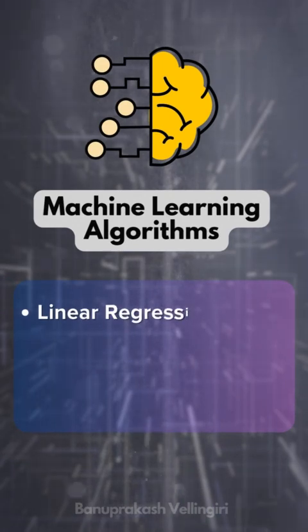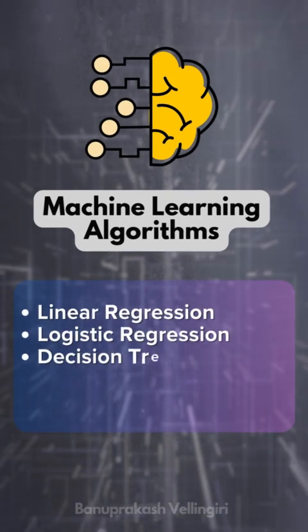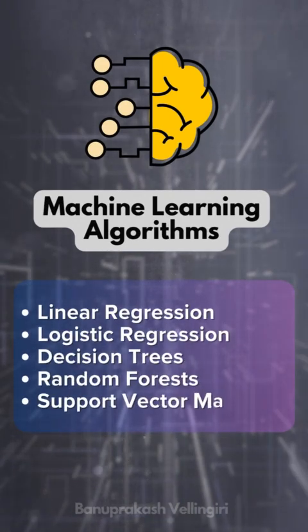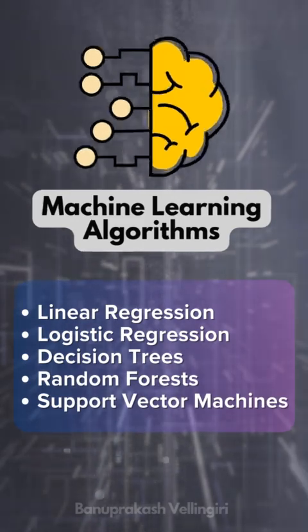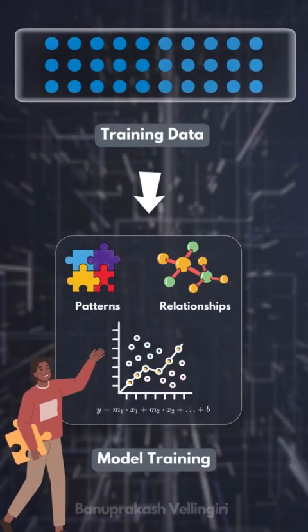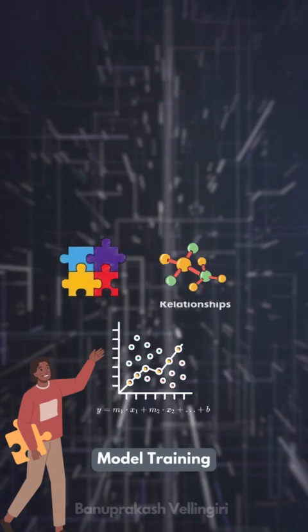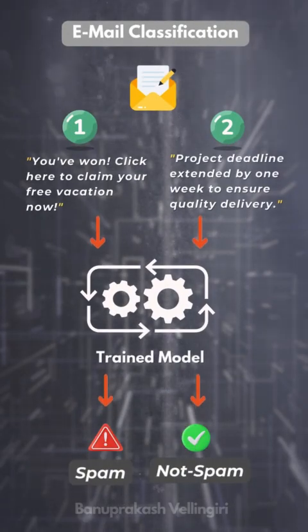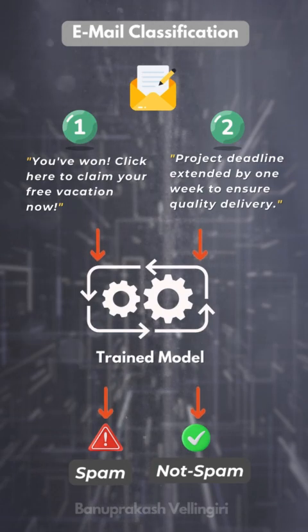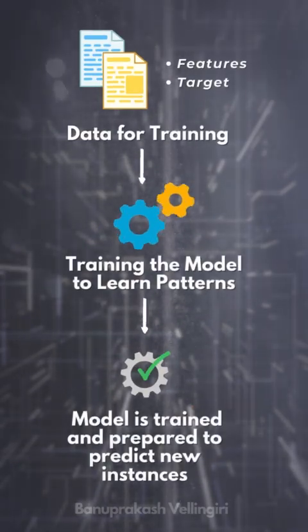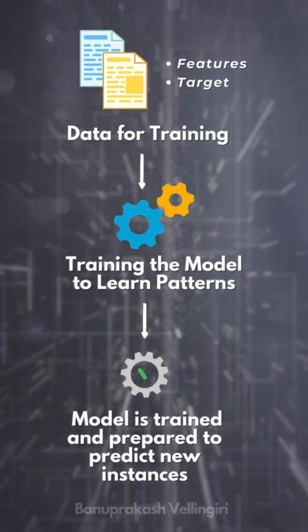Machine learning algorithms, such as linear regression, logistic regression, decision trees, random forests, and support vector machines study lots of examples to figure out patterns in relationships. Once they've learned these patterns, they can predict outcomes for new examples based on what they've learned from the past. It's like learning from experience and using that knowledge to make predictions about new situations.